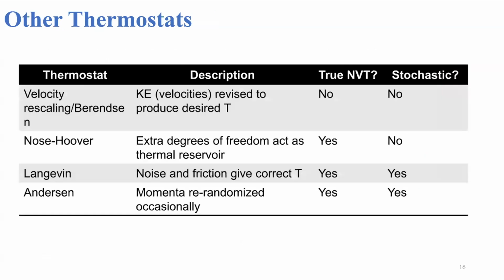There are other thermostats as well, such as velocity rescaling or the Berendsen thermostat, in which the kinetic energy is revised to produce the desired temperature. You basically rescale your kinetic energy to fix your temperature to what you want. Nosé-Hoover, Langevin we talked about, and in Andersen we have momenta re-randomized occasionally. That one is true NVT and true stochastic. Langevin is also true stochastic and true NVT, but Nosé-Hoover is not stochastic.